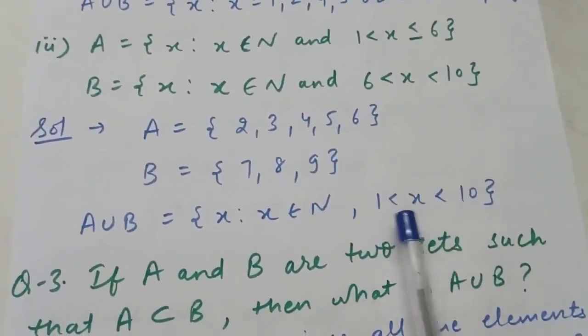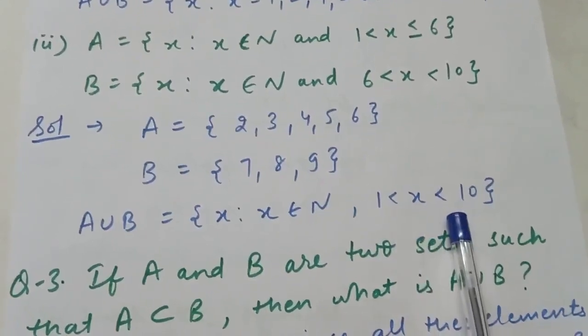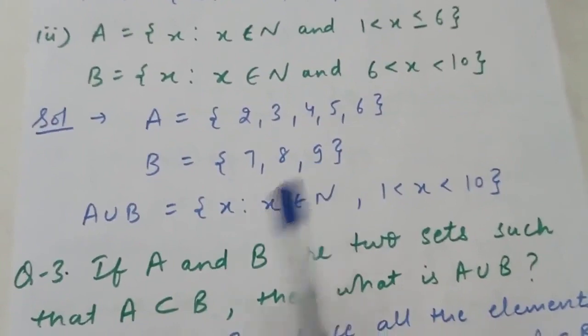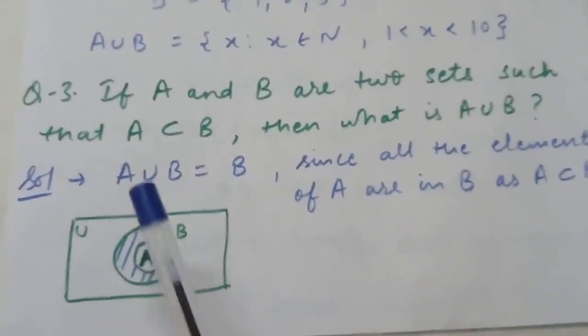There will not be equality on either side. Why? Because not 1, not even 10 are included in these two sets. Now next is question number 3.